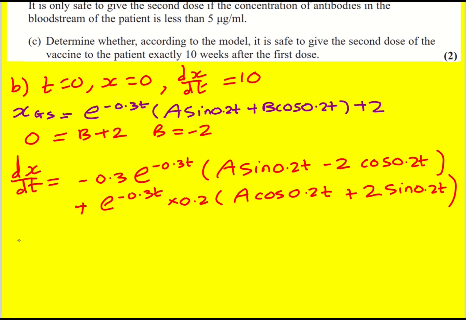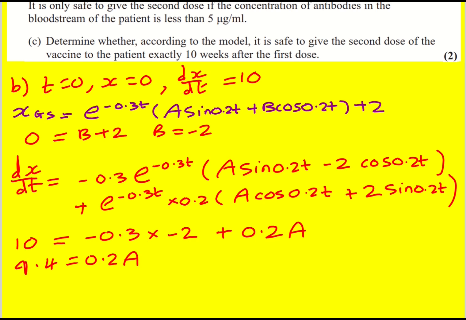All right, so again, let's sub in t equals 0. So now 10 is going to equal minus 0.3 times minus 2 for that first part, plus 0.2 times a. That becomes 0.6. I've got 9.4 is equal to 0.2a. Divide by 0.2 or times by 5, however you want to think about it. A ends up being 47.